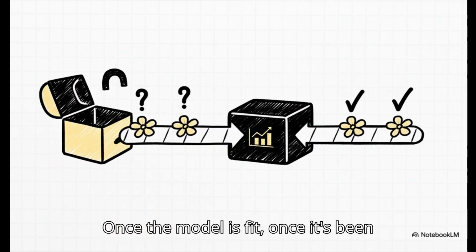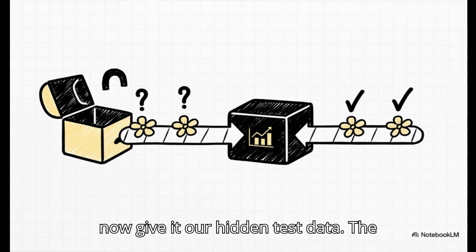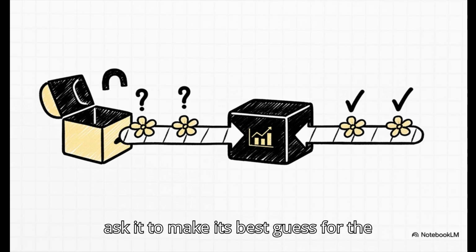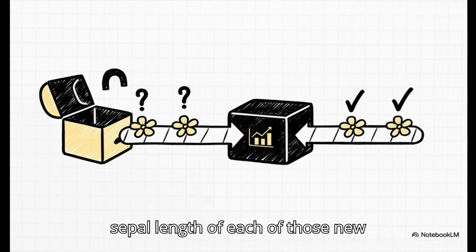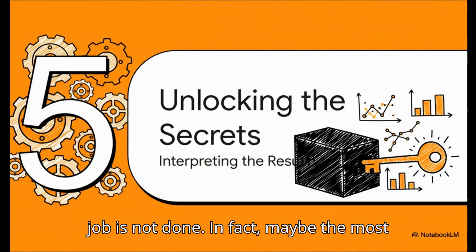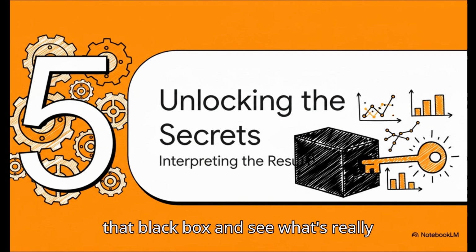So once the model is fit, once it's been trained, it's ready to go to work. We can now give it our hidden test data, the stuff it has never ever seen before, and ask it to make its best guess for the sepal length of each of those new flowers. So we've built the model, but our job is not done. In fact, maybe the most important part is understanding what it actually learned. It's time to open up that black box and see what's really going on inside.